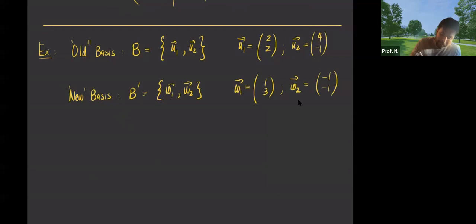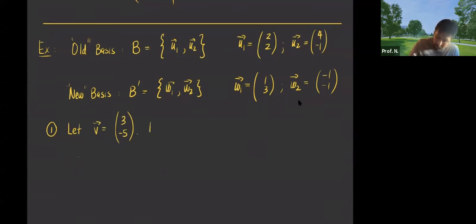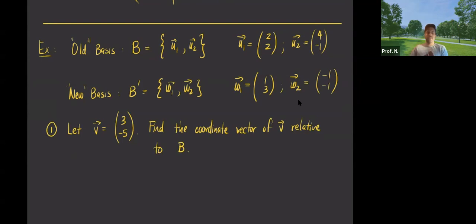So first of all, there are several things we have to do. The first thing I want to do is let some vector be called V. This vector is going to be (3, -5). Okay, (3, -5). I want to find the coordinate vector of V relative to B. So this is the old basis.